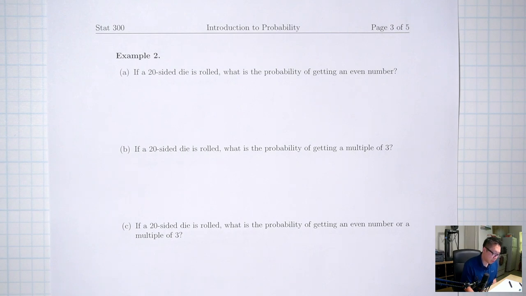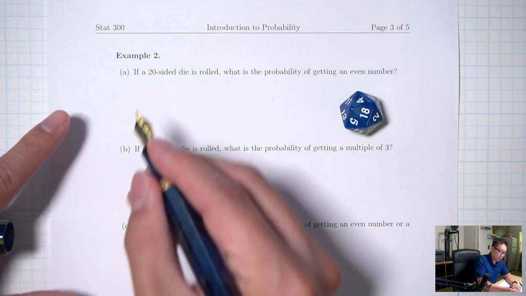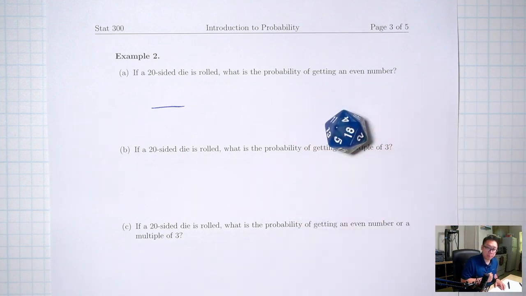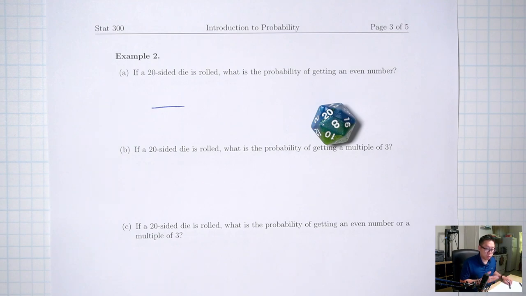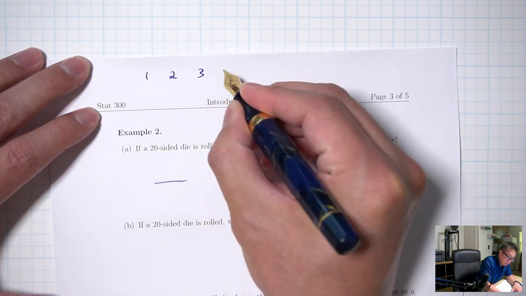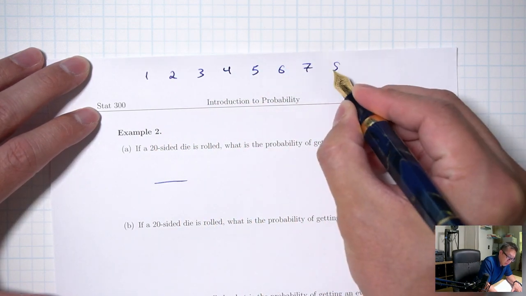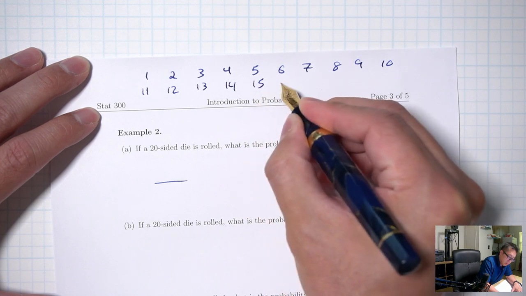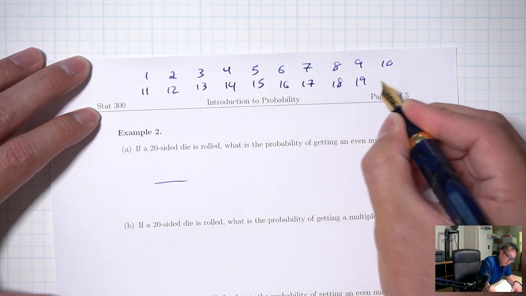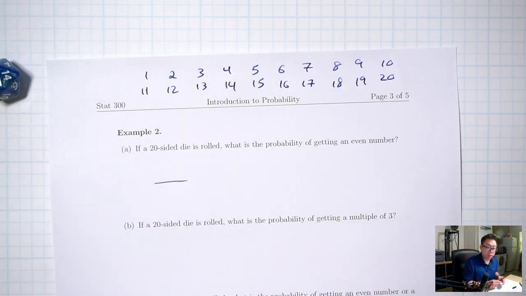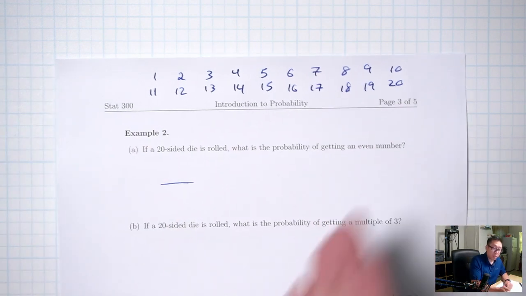Example 2. If a 20-sided die is rolled, what's the probability of getting an even number? Here's a 20-sided die. Okay, the bottom is going to be the total number of things that could happen when I roll this die. So when I roll this die, it's a 20-sided die, so you could get a 1, a 2, 3, 4, 5, all the way up to 20. So 20 things could happen.